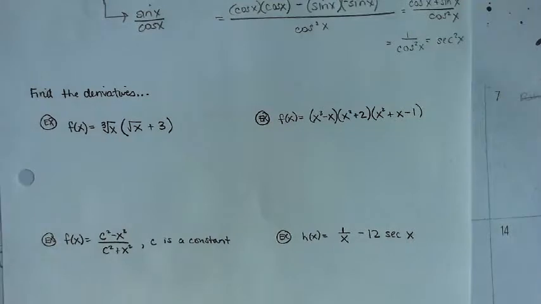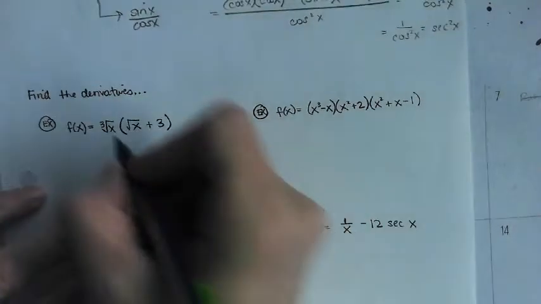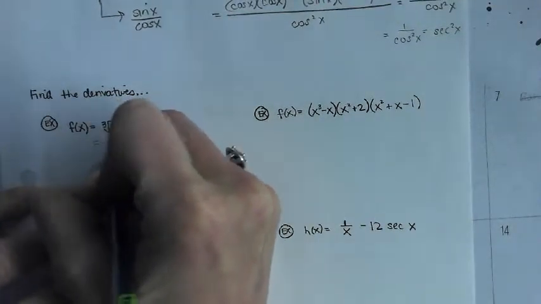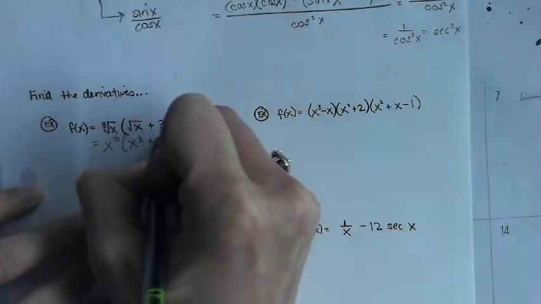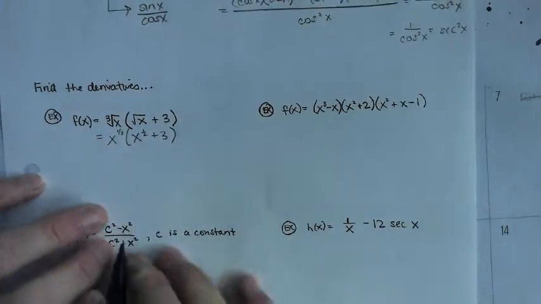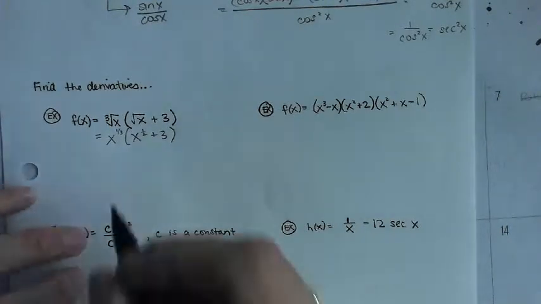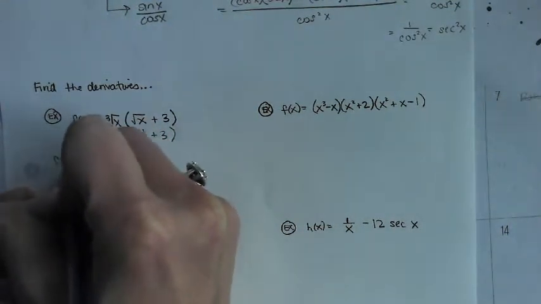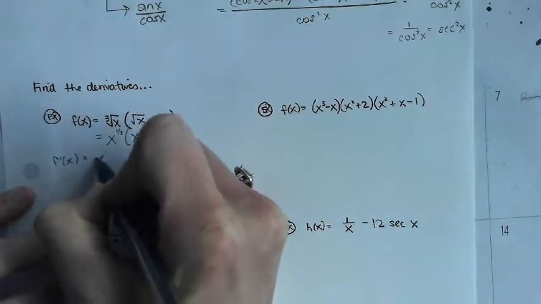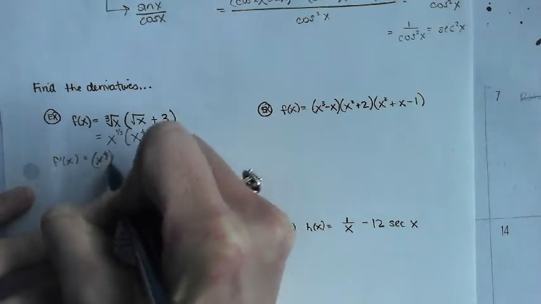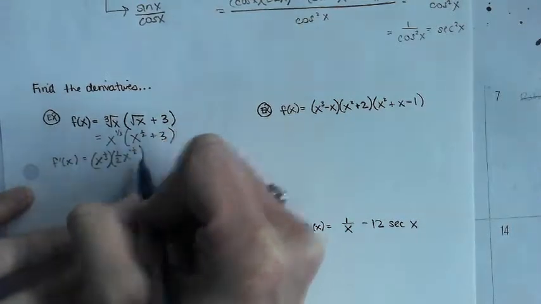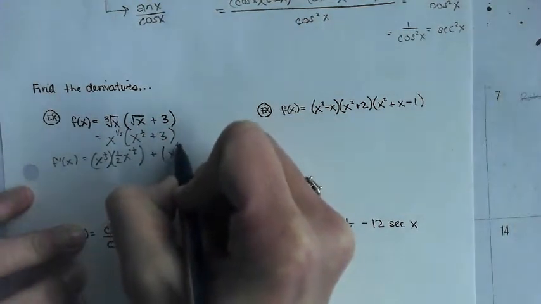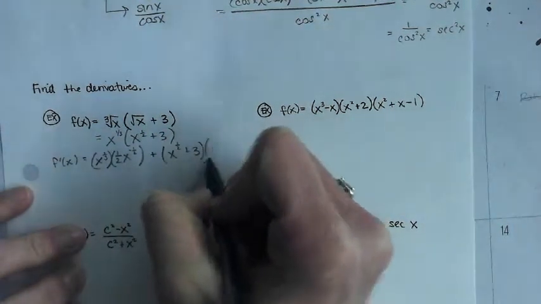First example, more of this product rule. So I'd first rewrite the function x to the 1/3 power, x to the 1/2 plus 3, and I'm just going to follow the product rule. So my derivative is first times derivative of the second plus the second times the derivative of the first.